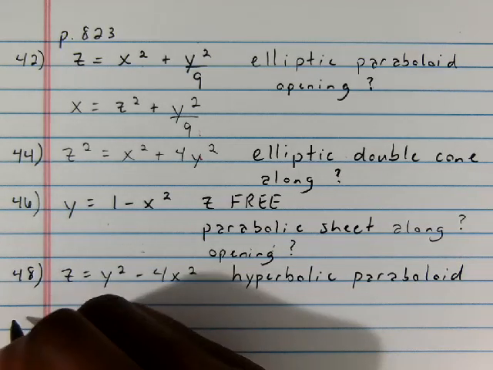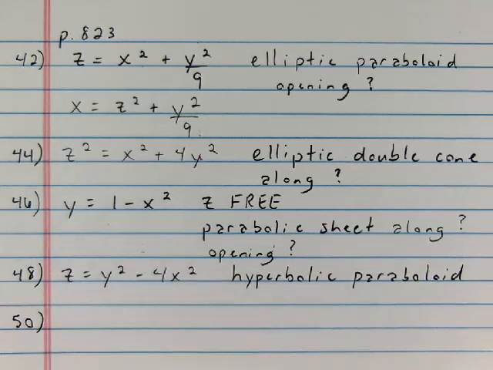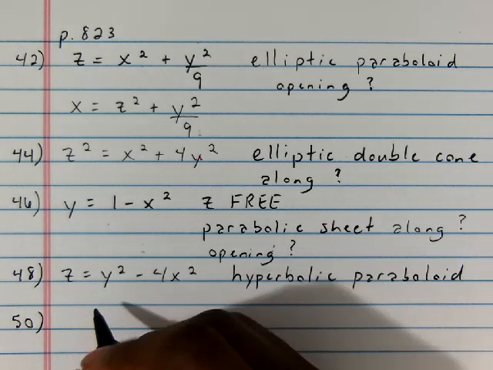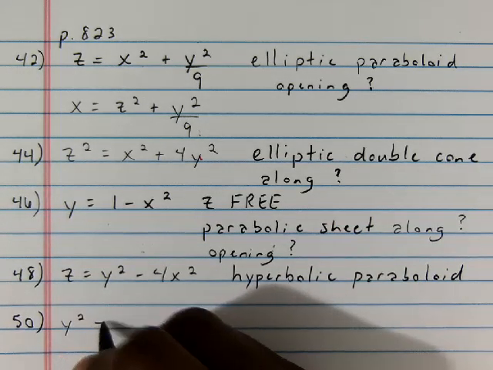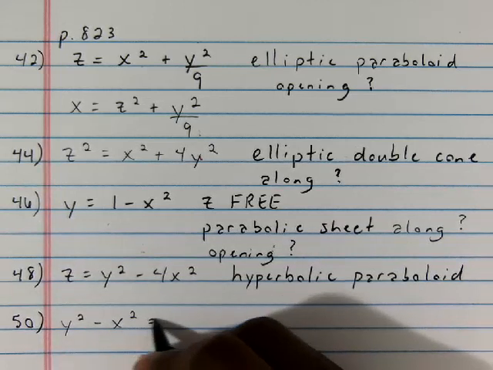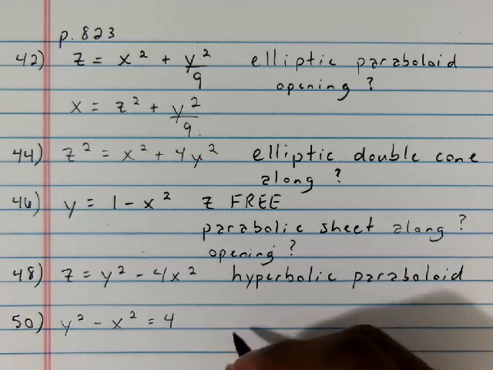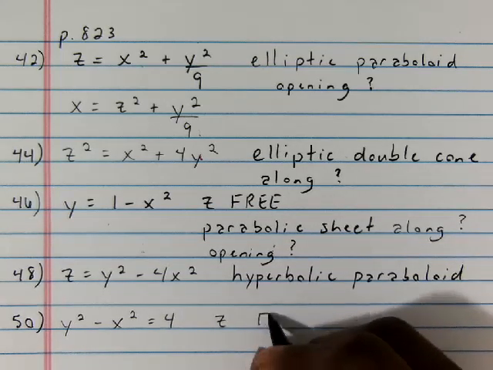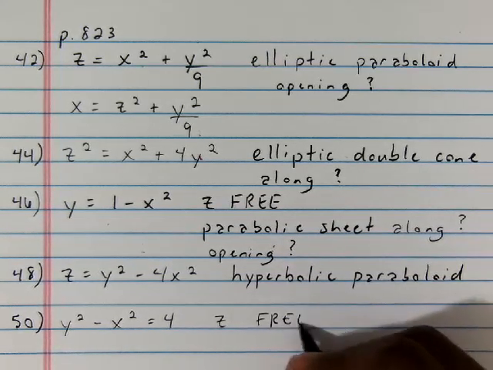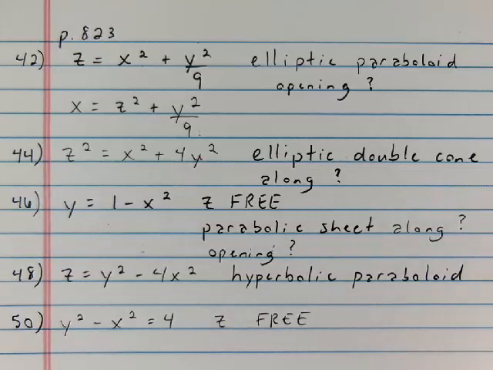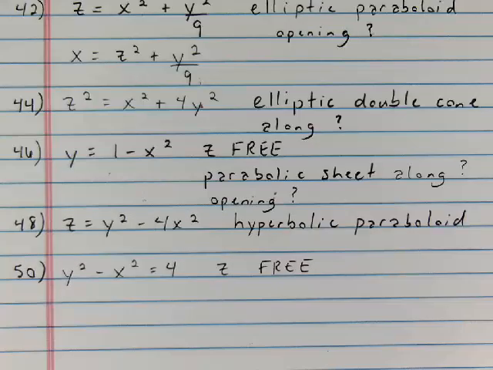Then 50, let's look at that one. 50 is y squared minus x squared equals 4. So notice a variable doesn't show up here. Z doesn't show up, so z takes on every value, or we'll just call it free for now.